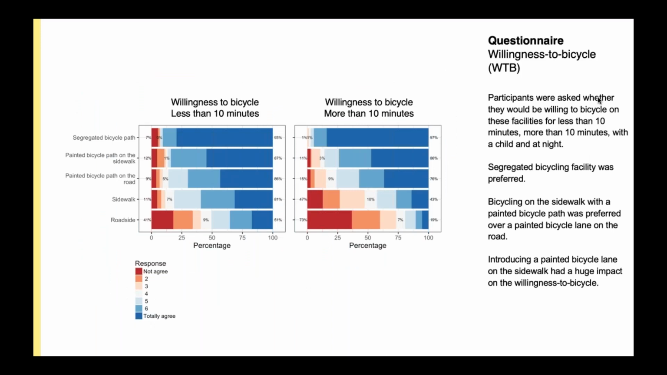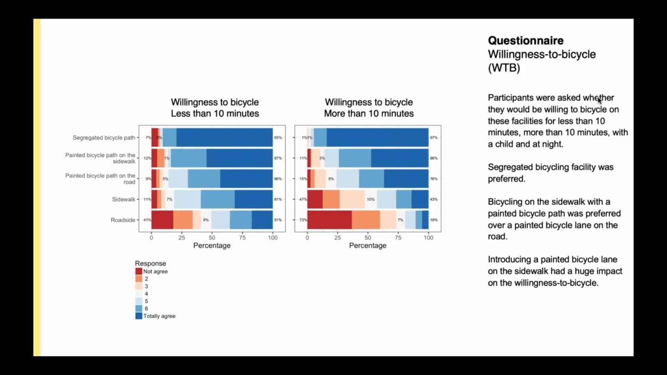The other question that we asked was the willingness to bicycle. Participants were asked whether they would be willing to bicycle on these facilities for less than 10 minutes, for more than 10 minutes, accompanying a child, and at night. Obviously, not all these scenarios were replicated in virtual reality. Participants still had to imagine when they are cycling for less than 10 minutes, more than 10 minutes with a child and at night, because they were only cycling on average 80 seconds in each of the environments. So again, there was some imagination needed here.